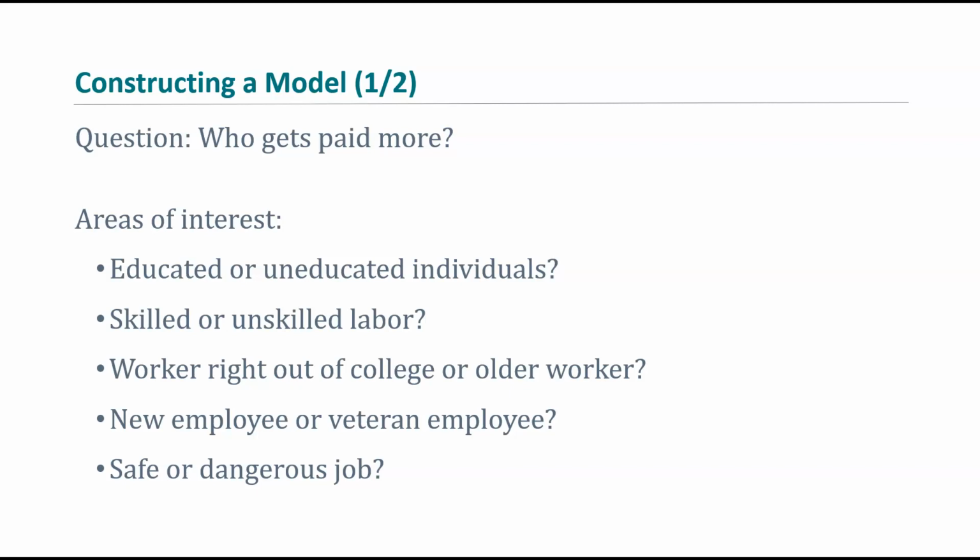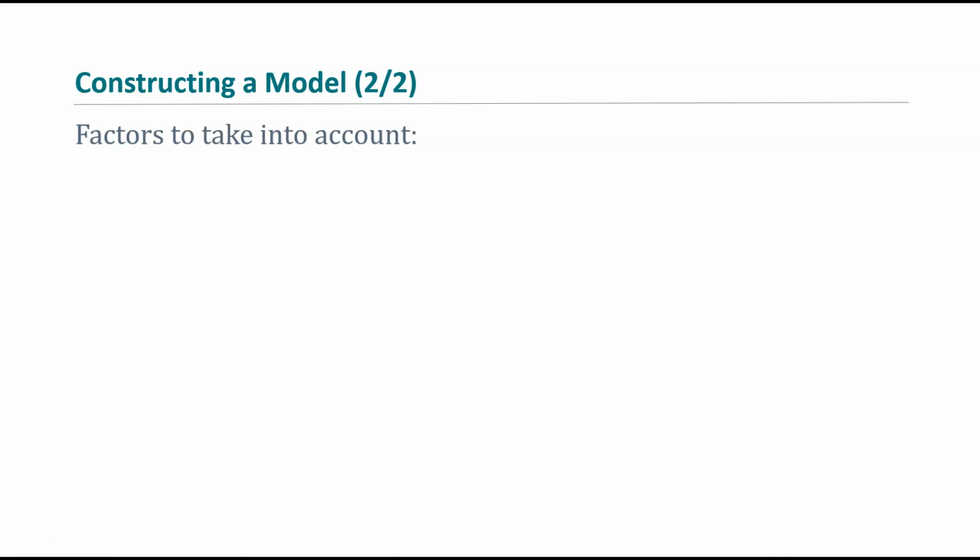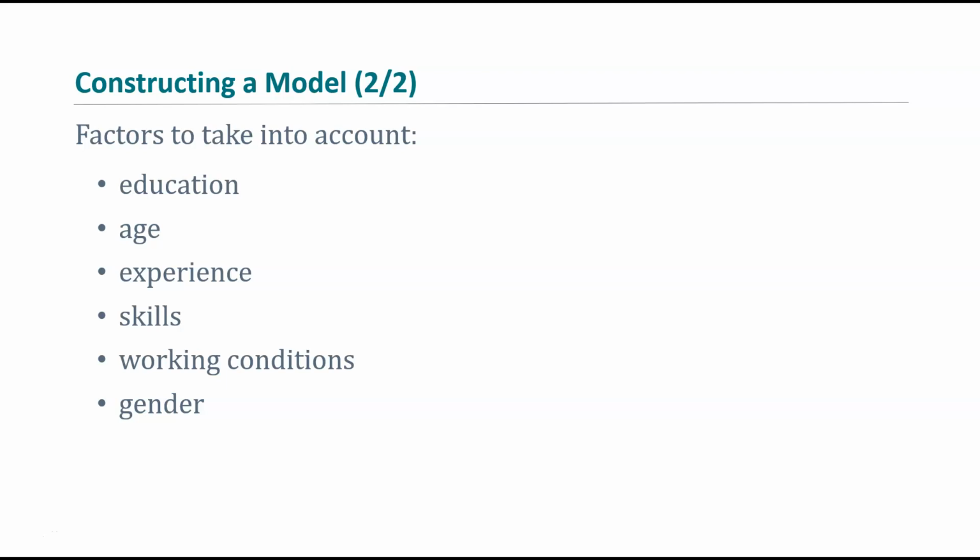And so if you were to build a model of how wage is determined, you want to be sure you take all of these things into account. You want to include education, age, experience, skills, working conditions, and gender all as endogenous in your model.